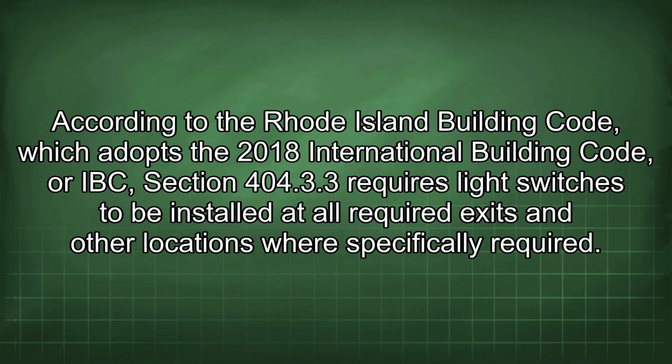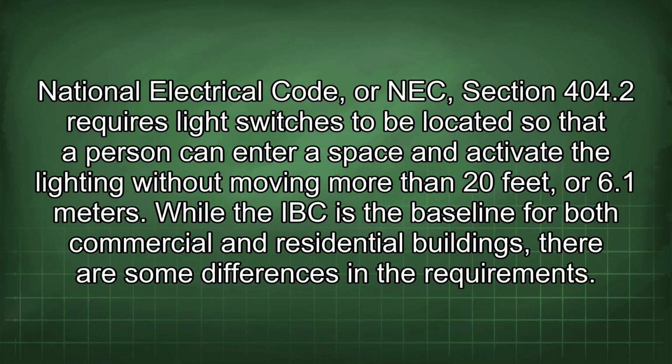According to the Rhode Island Building Code, which adopts the 2018 International Building Code, Section 404.3 requires light switches to be installed at all required exits and other locations where specifically required. National Electrical Code, or NEC, Section 404.2 requires light switches to be located so that a person can enter a space and activate the lighting without moving more than 20 feet or 6.1 meters.